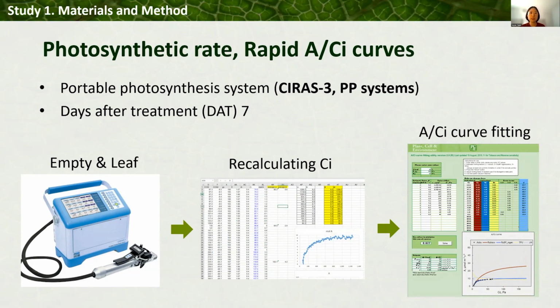I actually enjoyed this rapid ACI curve system because it takes only around 7 minutes per step, which means almost 15 minutes in total for both the empty and leaf measurements. So per sample, it takes only 15 minutes to make the ACI curve.